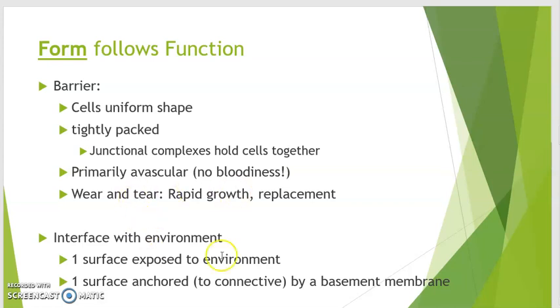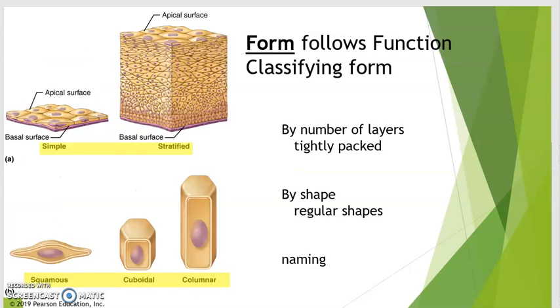One surface is going to be exposed to the environment so that the organ doesn't have to do that. And one surface is probably going to be anchored to connective tissue that is sitting right on top of the organ. This one surface will be anchored to a basement membrane that will go right onto the connective tissue. We'll get into that. Let's look at the form following the function.